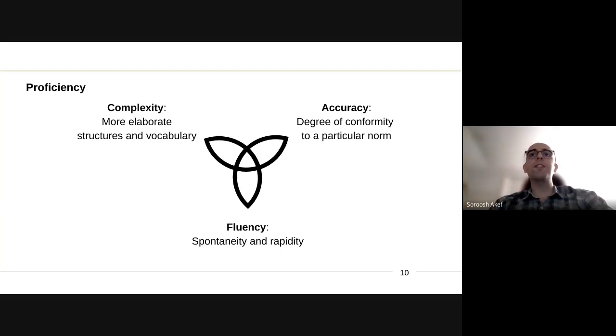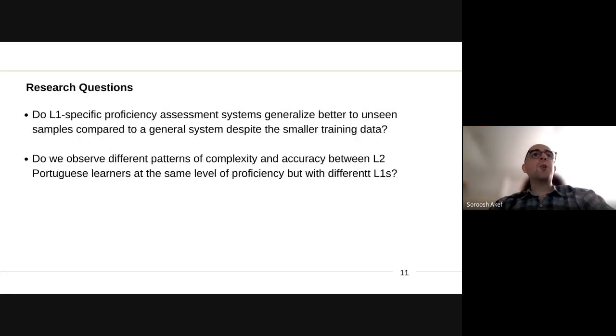Accuracy is the degree of conformity to a particular norm. Now, what is that norm? That is a matter of debate itself. And fluency is the spontaneity and the rapidity with which you can produce the language. So in order to be a proficient learner, you need to produce complex language accurately and fluently. In everyday language, sometimes people use fluent in place of proficient, but we know that fluency is really only one aspect of proficiency.